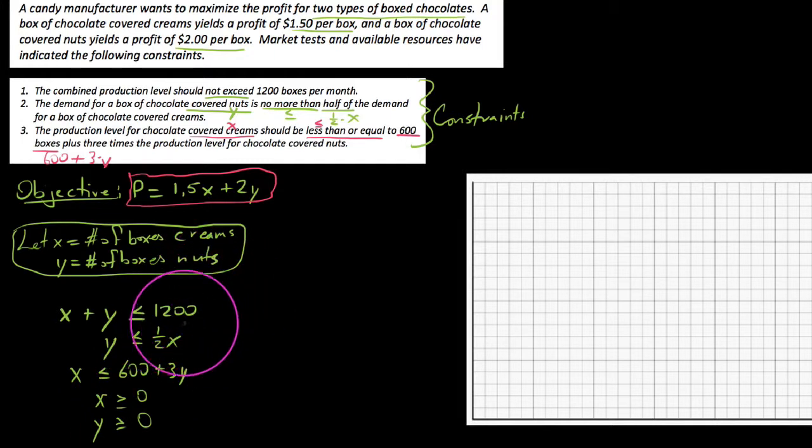Here's what we need to do. We need to graph this feasible region associated with these constraints. And then what we'll do is we'll find the vertices and find out which one would maximize our profit. So let's go ahead and start with this.